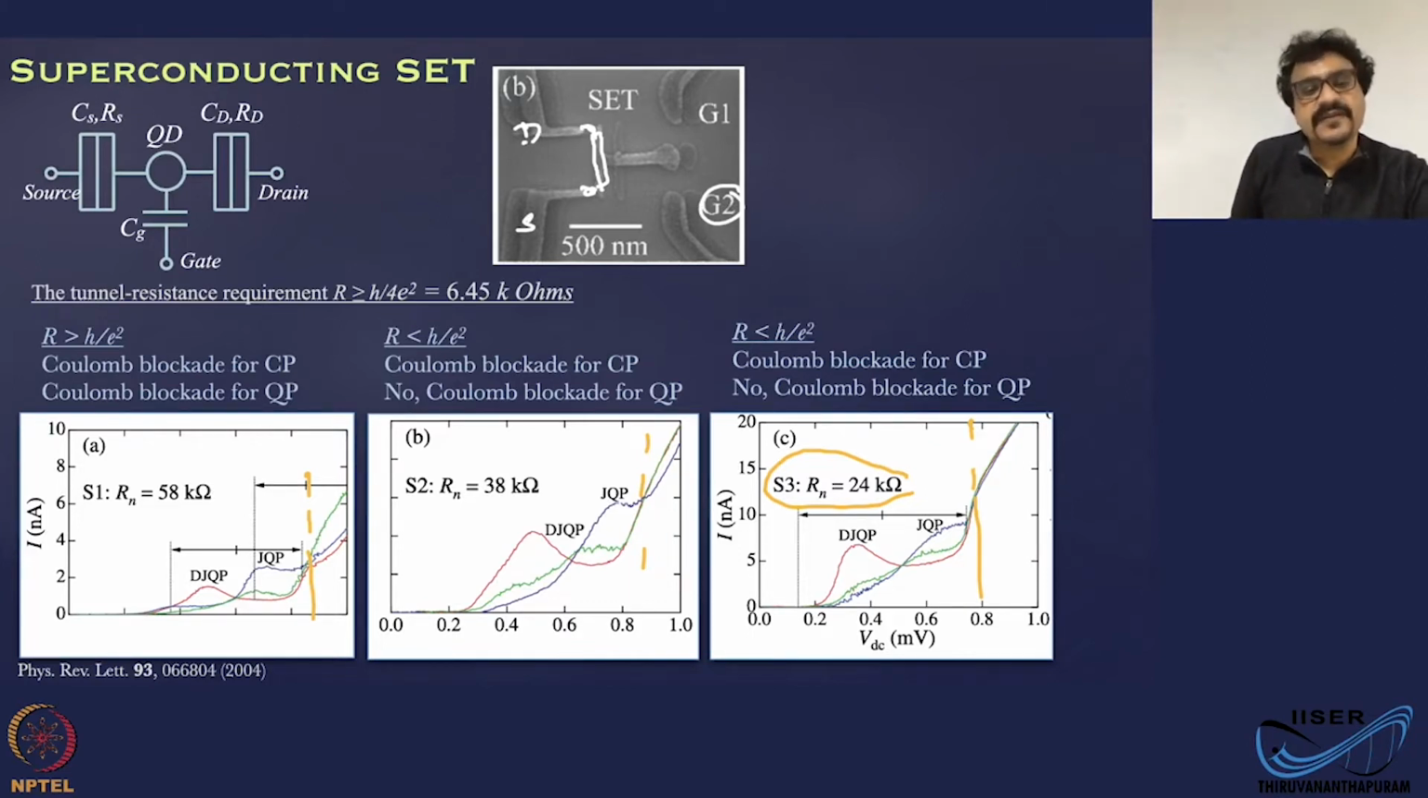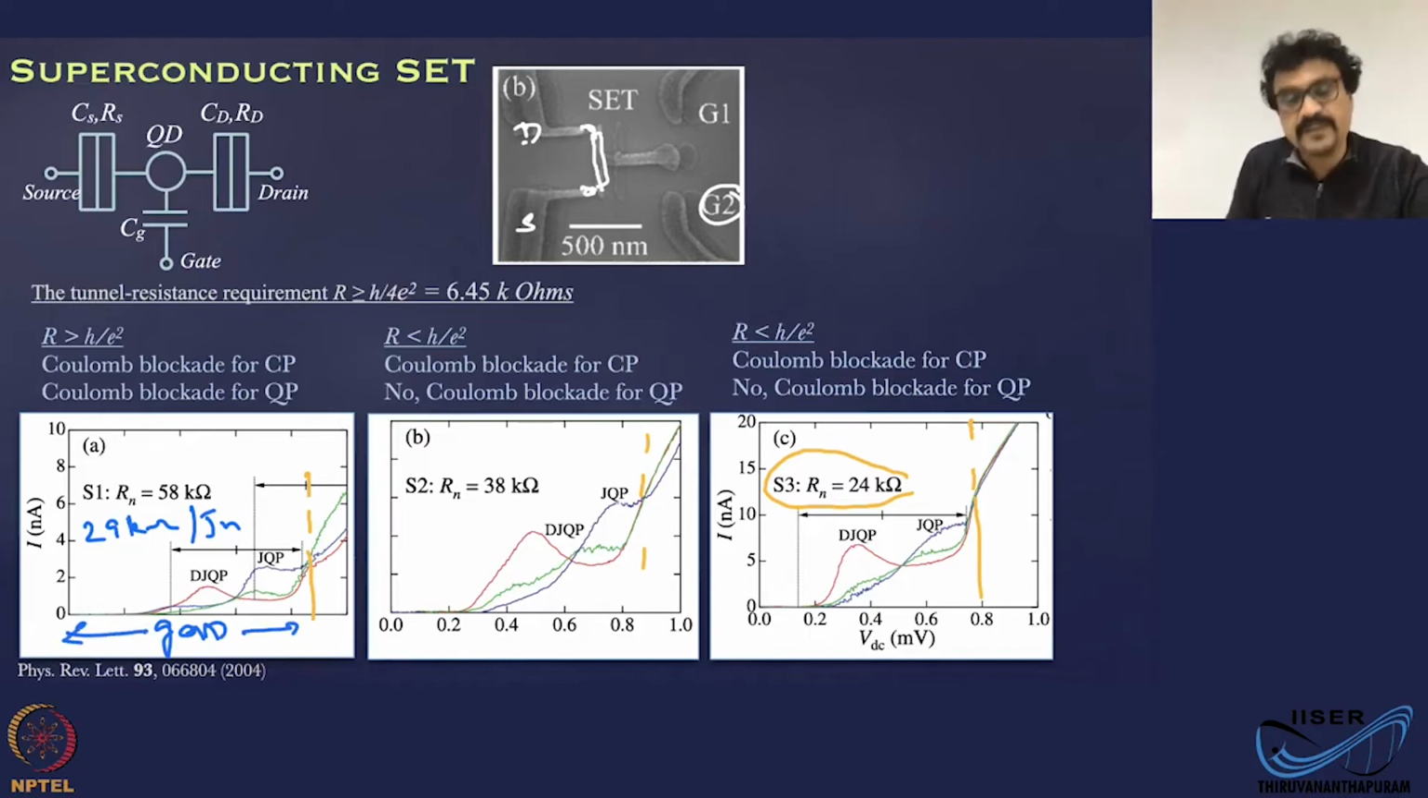Now, in this case you have a total resistance of 58 kilo ohm, and these tunnel junctions are more or less symmetric and identical, so you can assume this is close to maybe 29 kilo ohm per junction. Okay, so you can observe the charging effects of quasi-particles that are above the gap. So the gap is in this range.